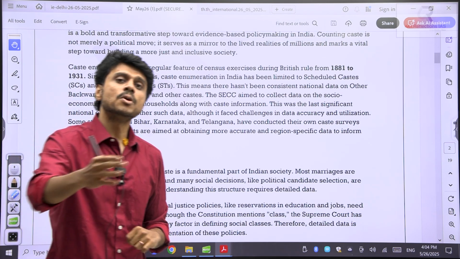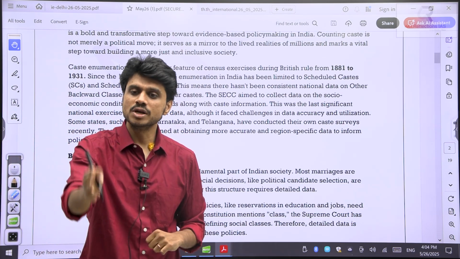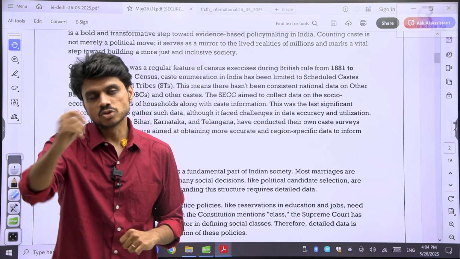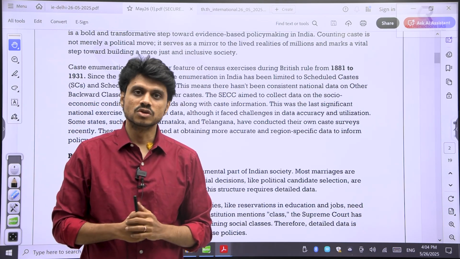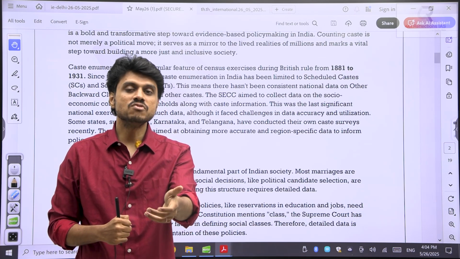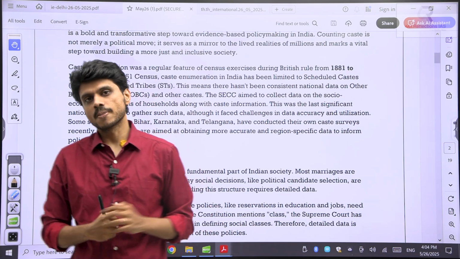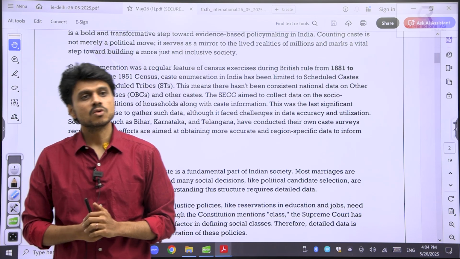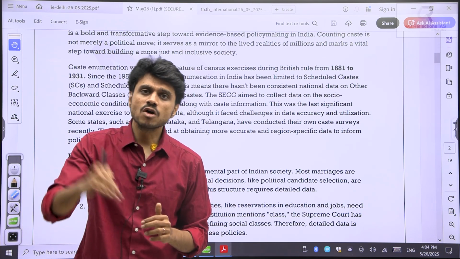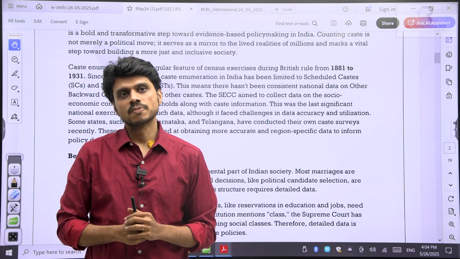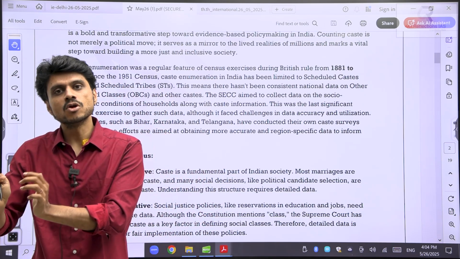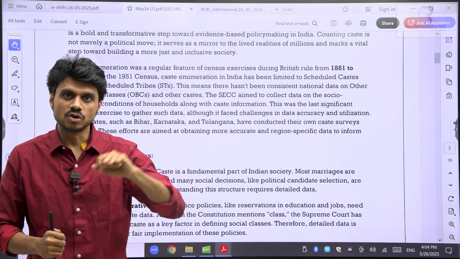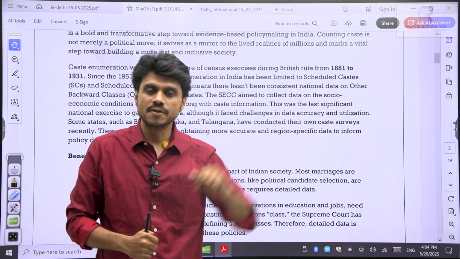Currently we are providing reservations and various kinds of support to various caste communities. So without data, what will you do? If you have proper data, then we can make evidence-based policy. We can also reform the reservation system. There is talk that only certain caste people are gathering all the benefits, and not every caste is getting benefited.